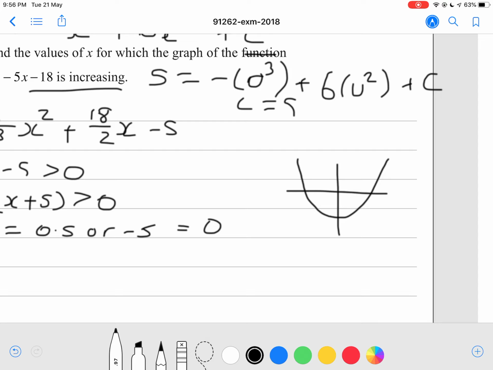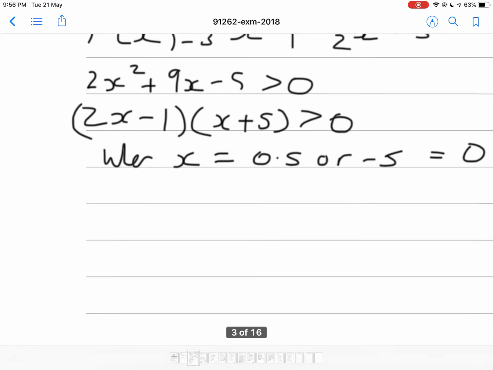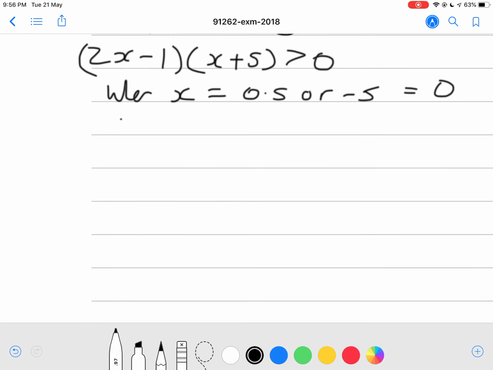Okay, so you see this is negative 5 here, so negative 5 on this side, and then 0.5 on this side, okay? So you know that when it's above the x-axis, so when it's more than 0, then it's more than 0.5, so it's going this way, or it's less than negative 5, okay? So it's going this way when it's less than negative 5, okay? So we're going to say this only occurs when x is less than negative 5 or when x is more than 0.5.